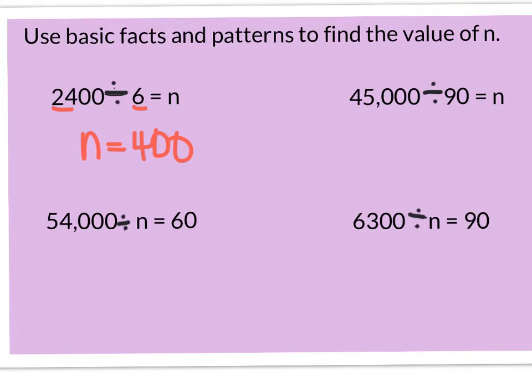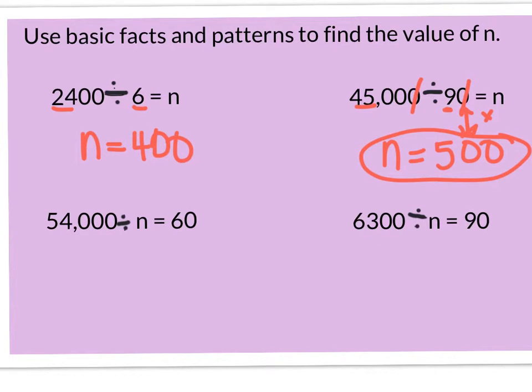Okay, here I had 45,000 divided by 90. Okay, I underline my basic division fact. I have a 0 in 90 and a 0 in 45,000 that I can cross out, and I'm left with 500. And again, if I multiply 90 and 500, I would get 45,000. So this has to be right. Okay, moving to the next one. 54 divided by 6 is your basic division fact.